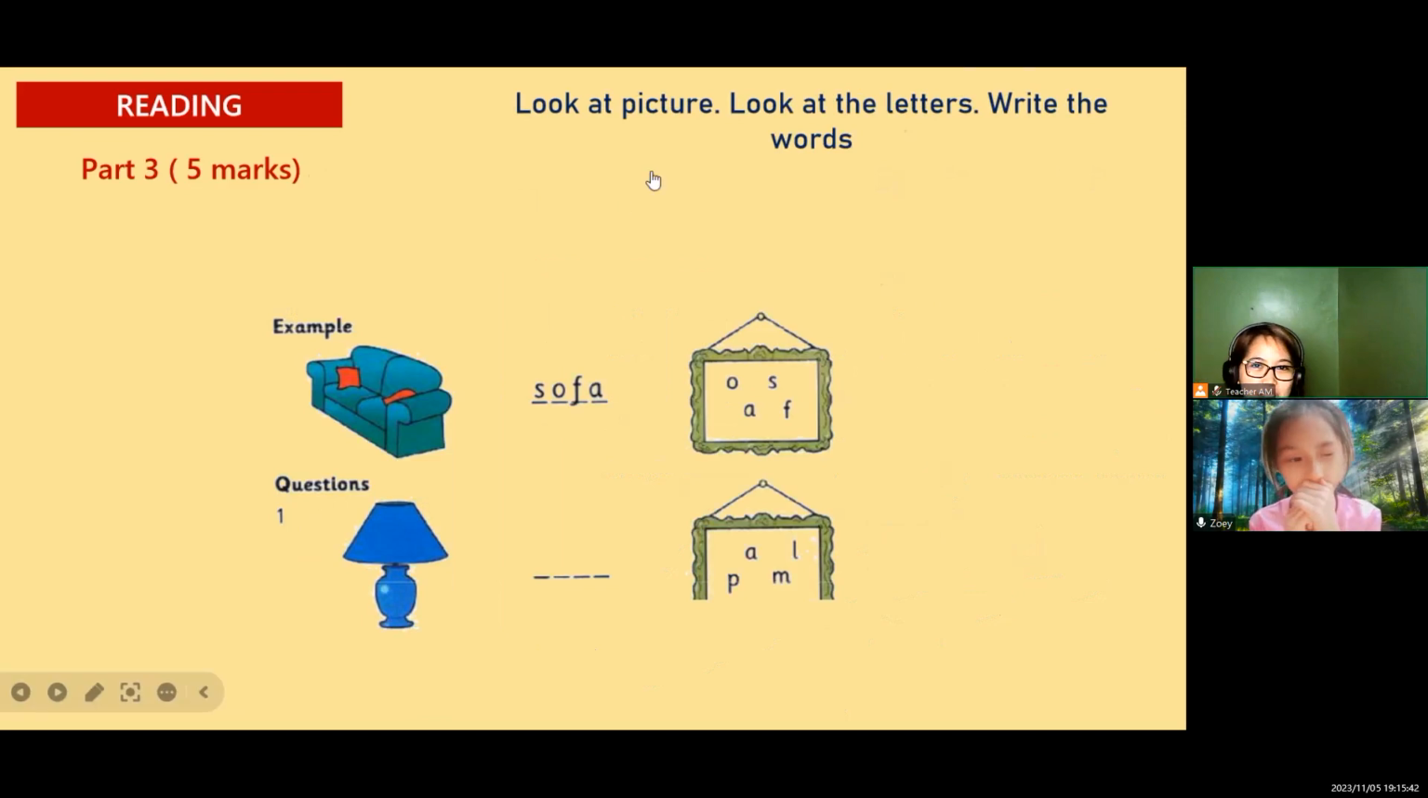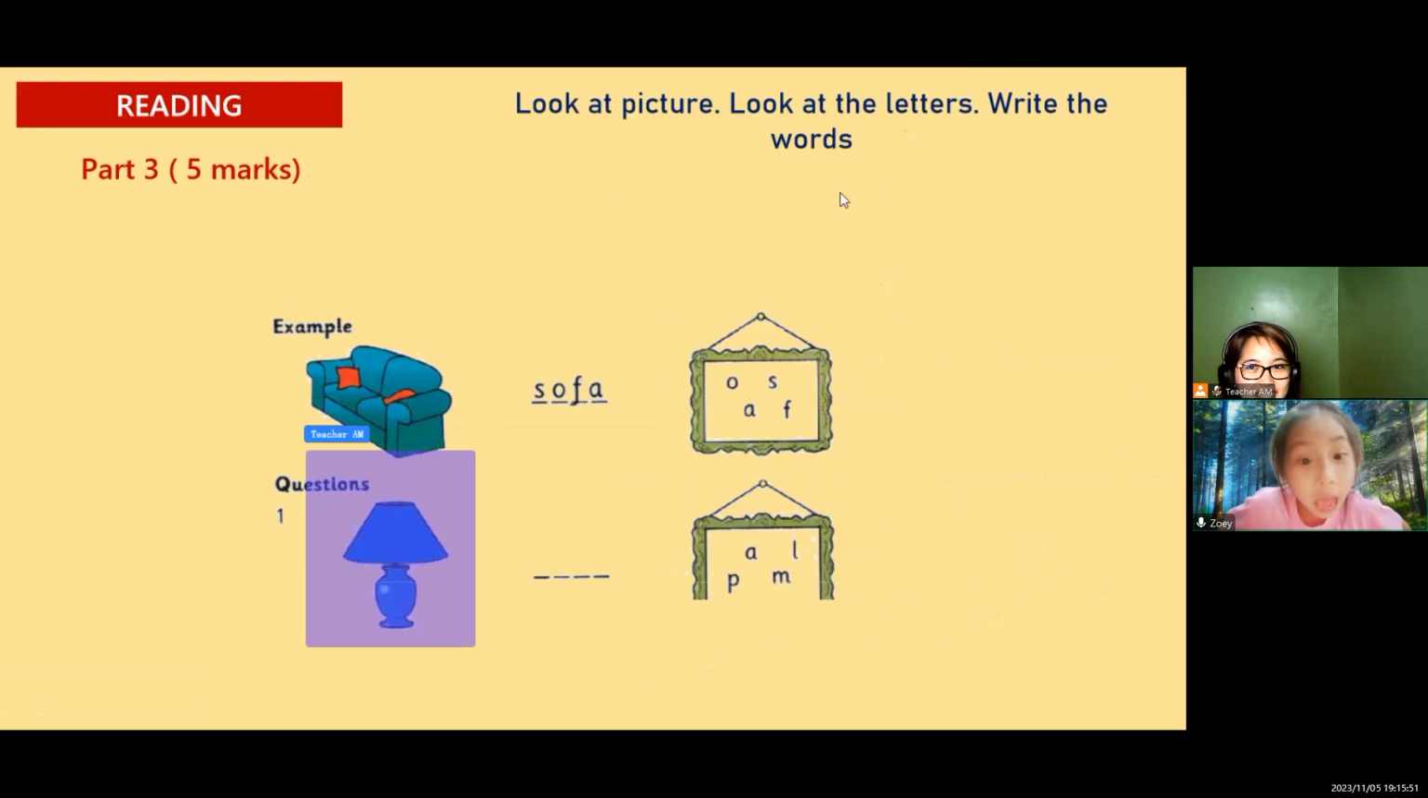For example, sofa. S-O-F-A. Sofa. How about this? Sofa. Lamp. Lamp. Nice. Please write lamp.